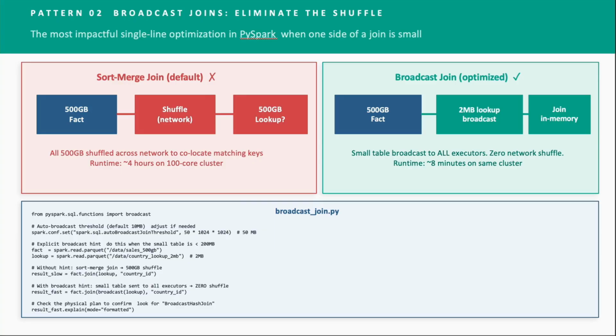So after the join, always verify using explain with mode formatted. Look for broadcast hash join in the physical plan. If you see sort merge join, the broadcast was not applied and you need to investigate. Any table under 200 megabytes, wrap it in a broadcast, no exception.